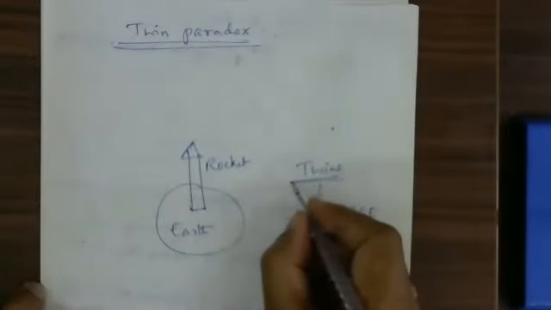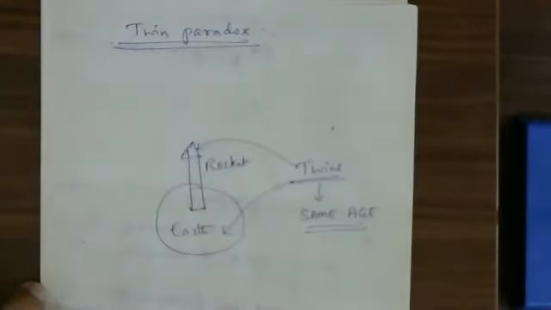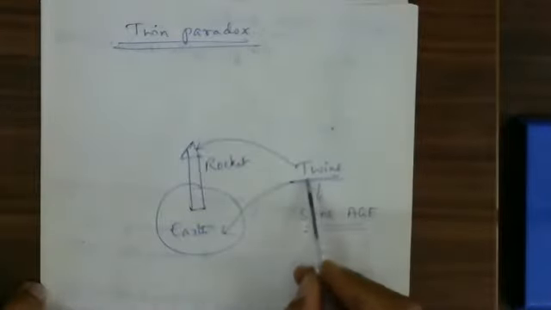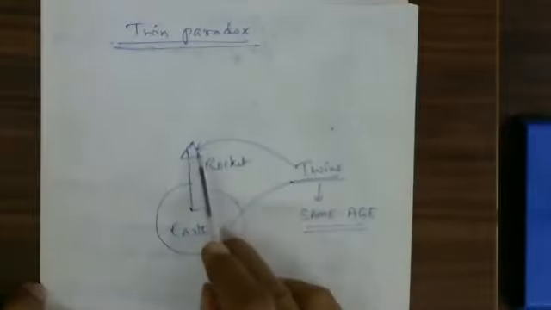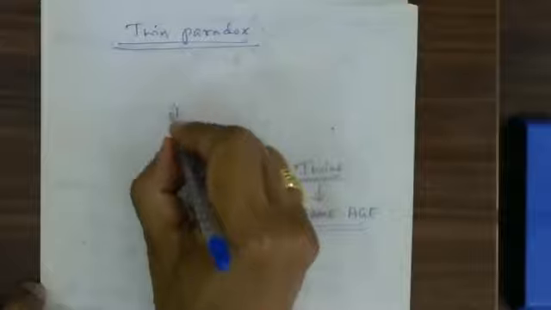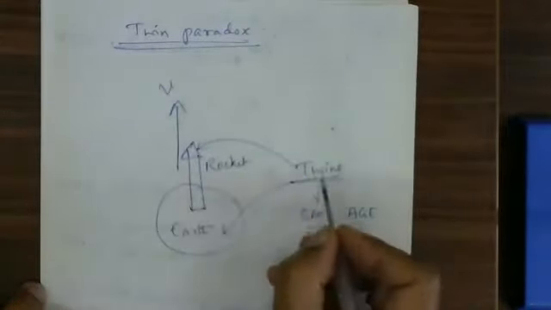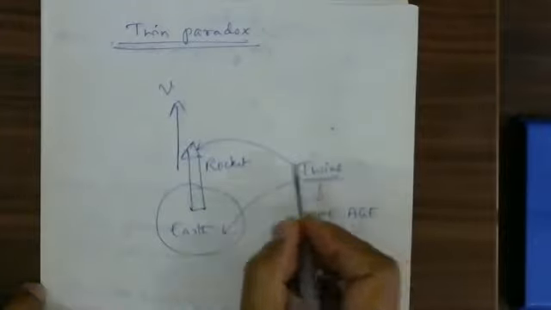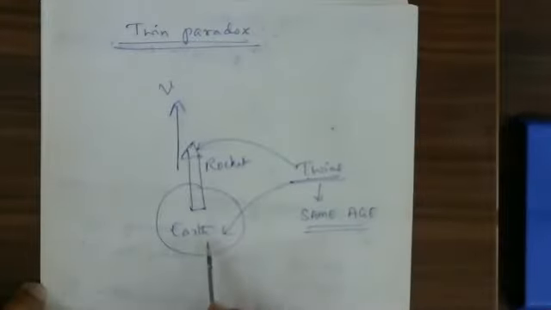One twin is present here, another twin is present here. One of the twins is present on the Earth's surface, another twin is present in the moving rocket, moving with a velocity v. We are placing one of the twins in the moving rocket away from the Earth, and the other twin is present as usual on the Earth.